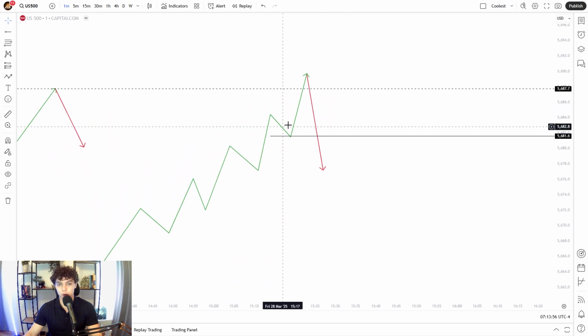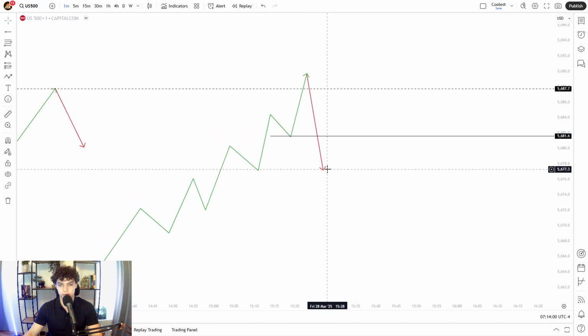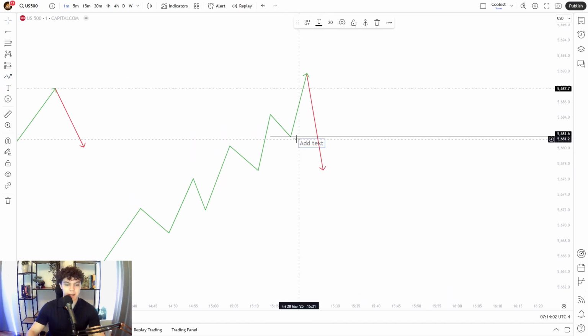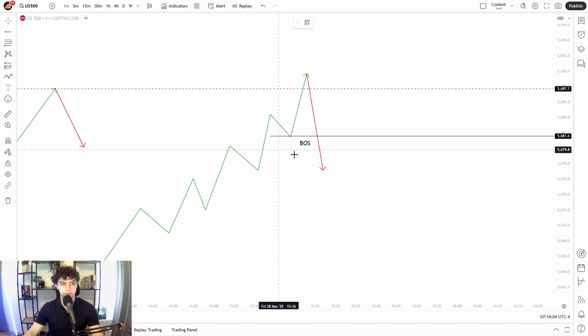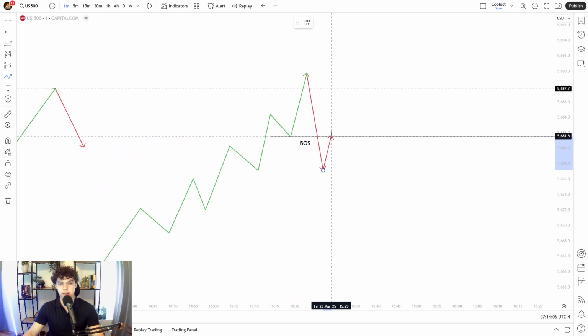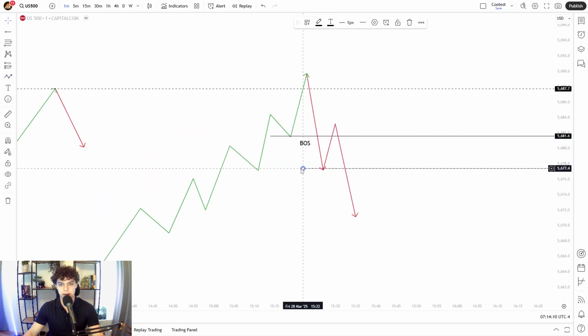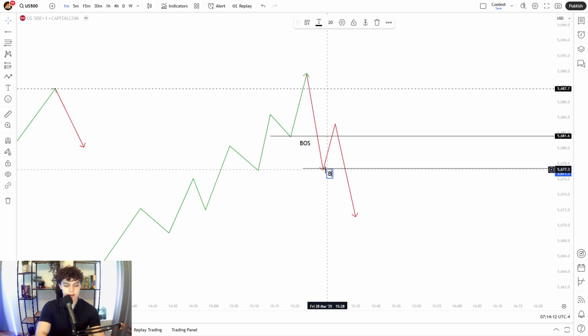So let's say this is a 1-minute time frame. In this case, I want to see 2 breakouts of structure. So this is one breakout of structure. I'm gonna quickly type this in, breakout of structure, and then you see a retracement of the downtrend and another breakout of structure like this, BOS.